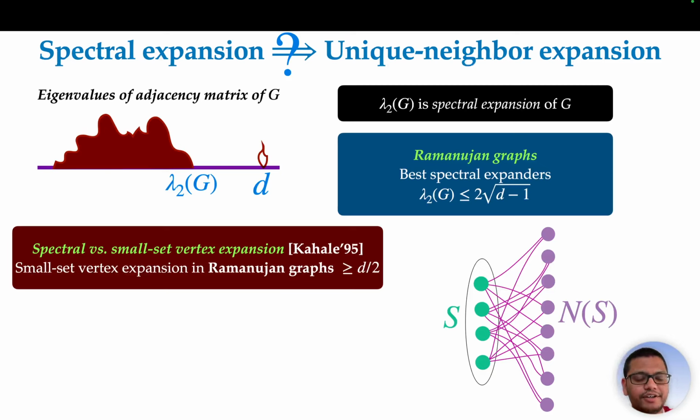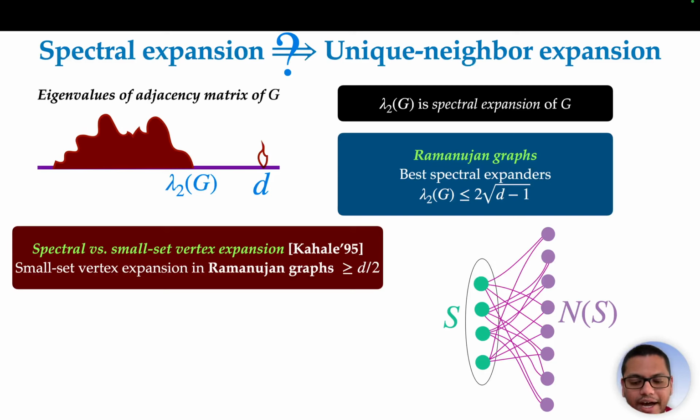Okay, a problem of this flavor was first studied by Kahale in 1995, where he showed that the small set vertex expansion in a Ramanujan graph is at least d over 2, which is to say, for any subset of vertices S, the number of neighbors is going to be d over 2 times the size of that set. However, as you can see in this picture illustrated on the right, we have a subset S. It has d over 2 times as many neighbors, but every neighbor has two edges back to S. So in particular, having vertex expansion d over 2 alone is not enough to imply unique neighbor expansion. So Kahale's result falls short.